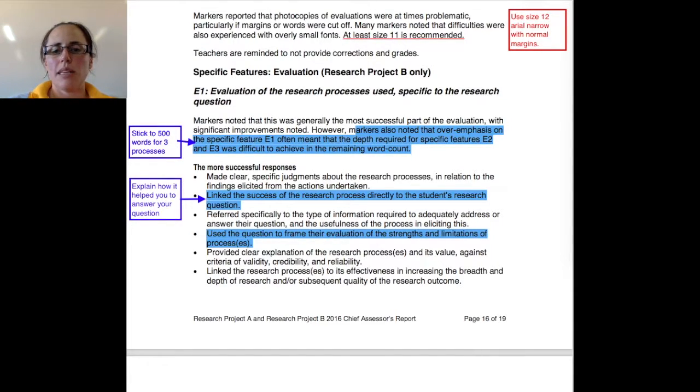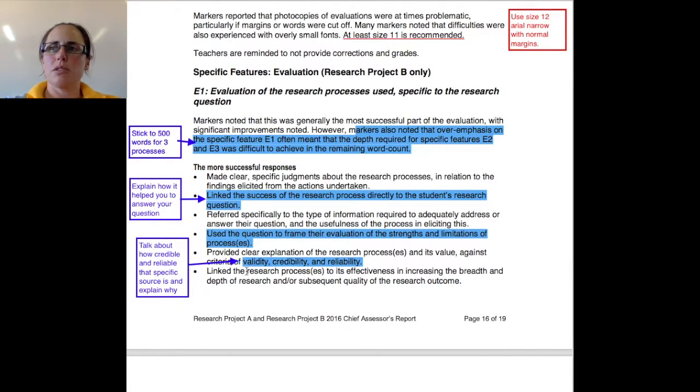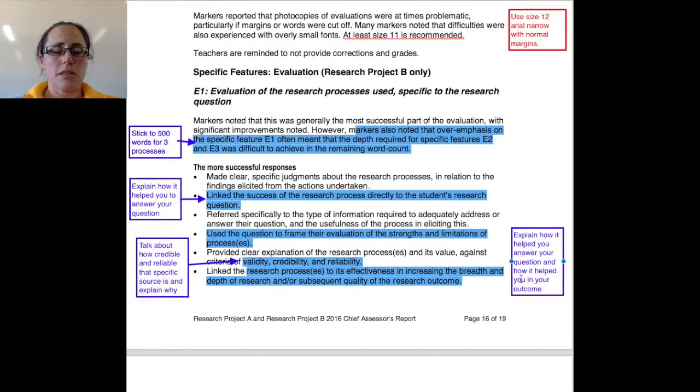What you need to talk about is if something was credible, something was reliable, and something was valid, and give specific examples of how those processes were valid, credible, and reliable. Remember, credibility is about the person who produced it. Reliability is about the information that's included in it. Look at how you use the research processes in order to develop your understanding or deepen your understanding. That shows how useful those processes were for you to be able to continue to develop overall an answer to your research project question.